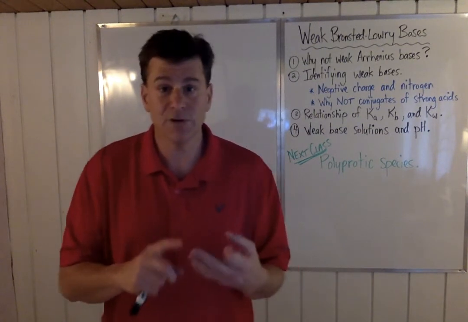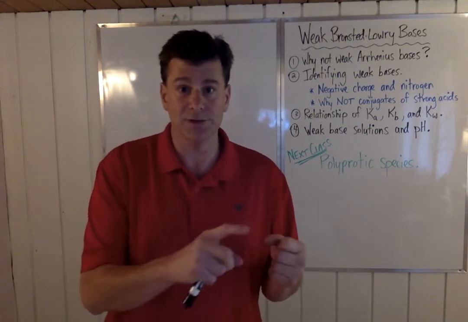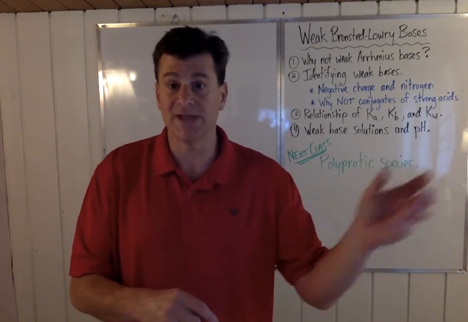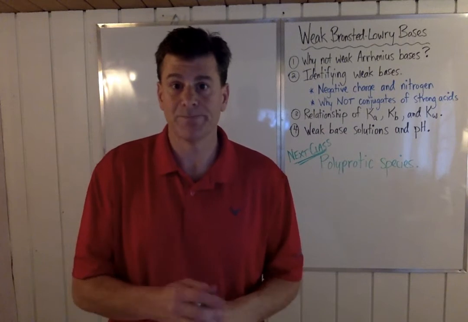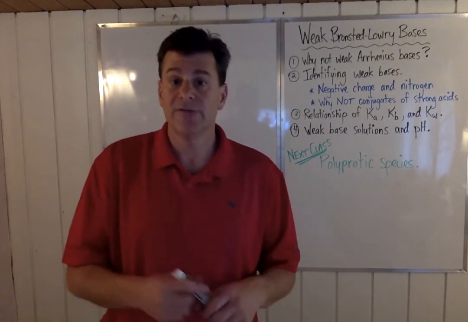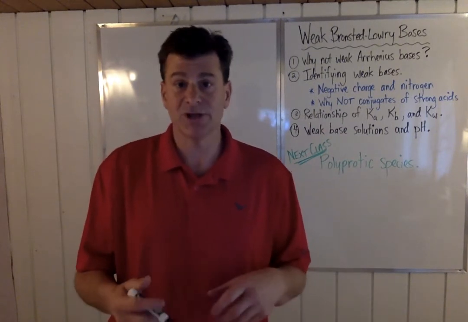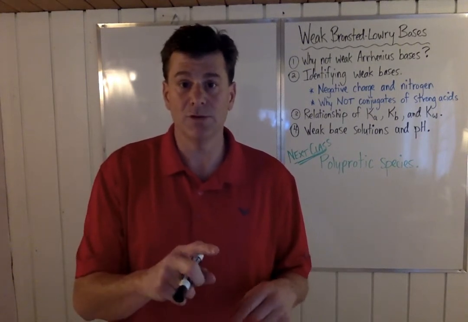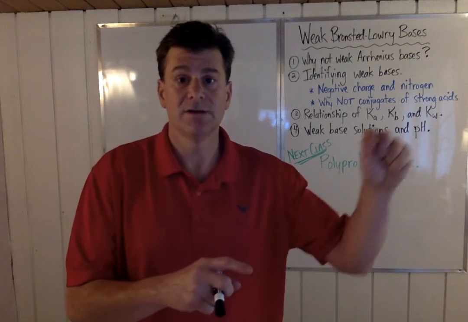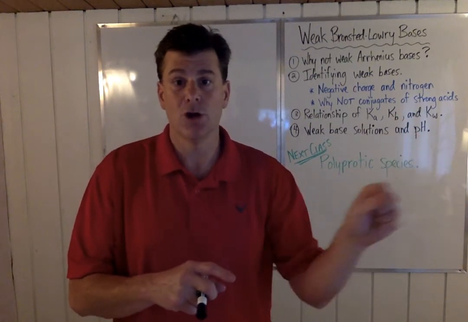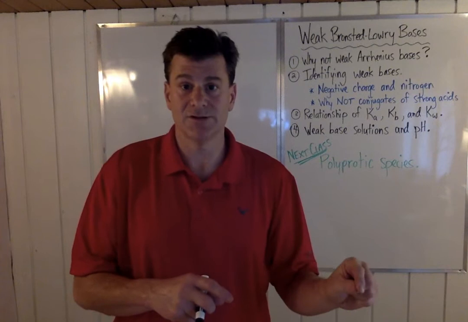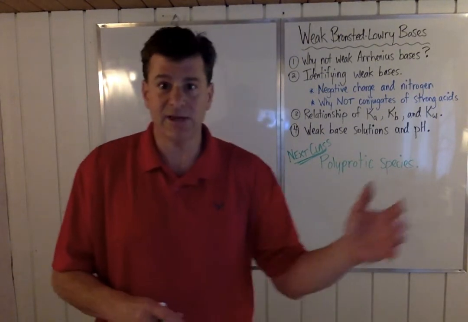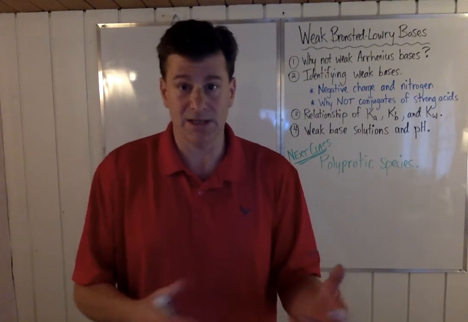The K expression for an acid will be Ka equals hydronium times the conjugate base over the acid concentration. If it was a base, the K expression will be Kb, not Ka. Kb equals hydroxide times the conjugate acid over the base concentration, because the reaction is slightly different. But one is Ka equals and the base one is Kb equals.